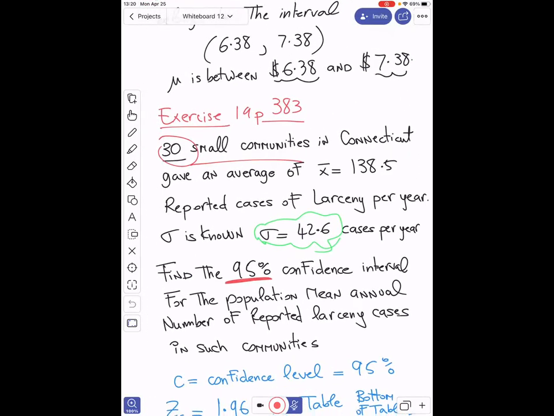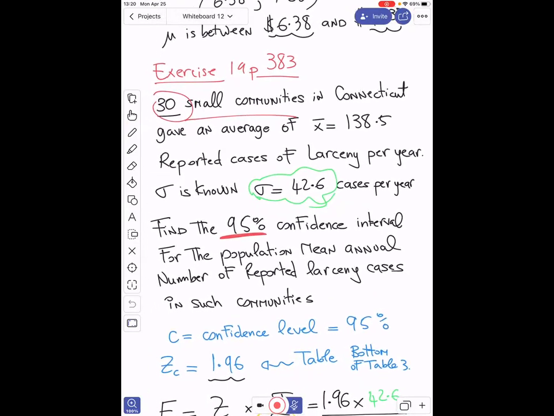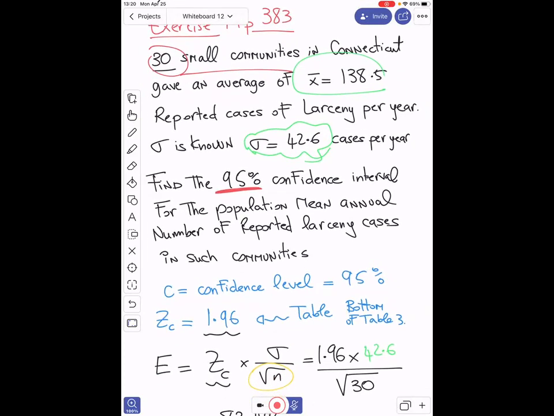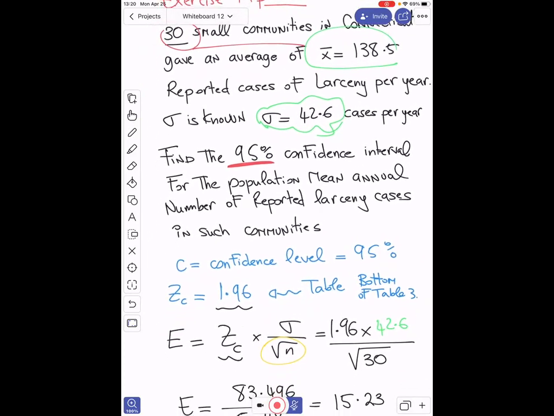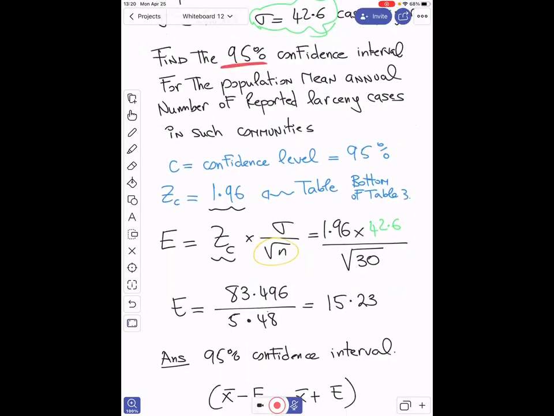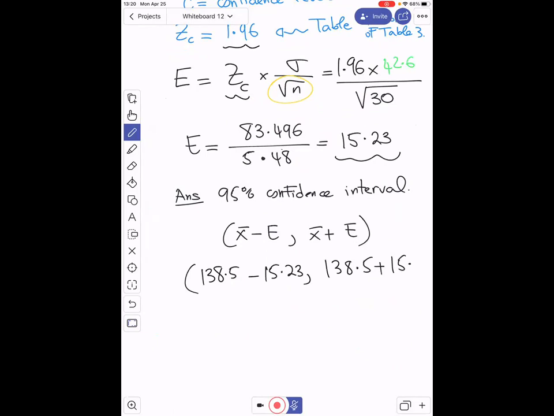We have these 30 small communities in Connecticut. They gave an average of X bar reported cases of larceny. It's 138.5, right? That's your X bar, the sample mean or sample average. So it's 138.5 minus E, that's the 15.23. The other side, it's 138.5 plus the 15.23.